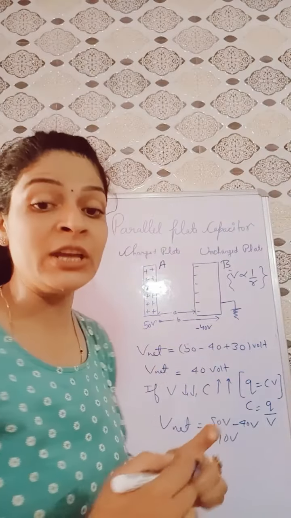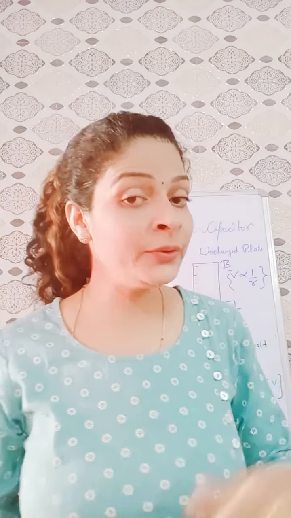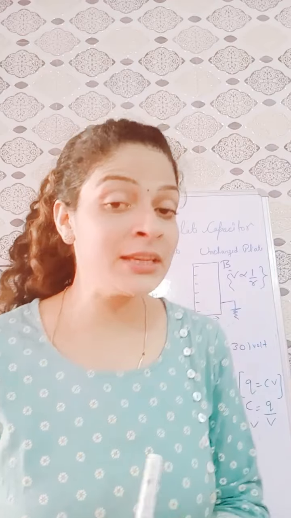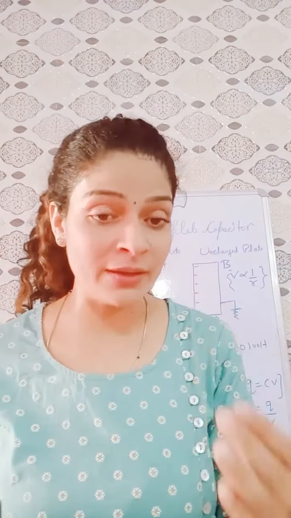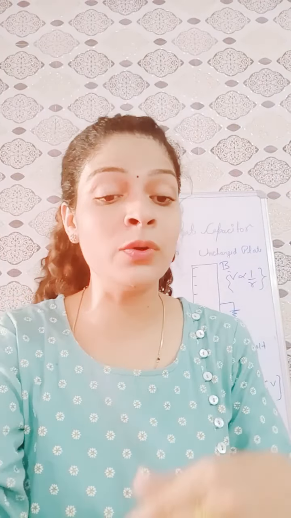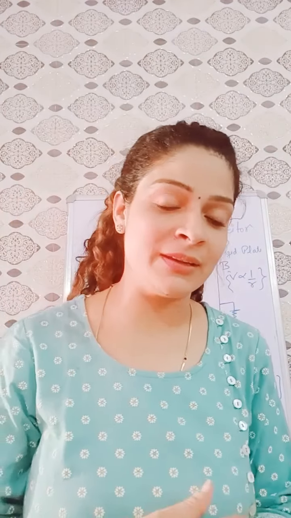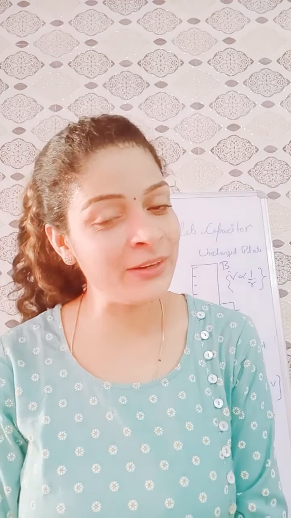So the potential further reduces, and due to the decrease in the potential, the capacitance further increases. Thus we have seen that if the capacitance increases, that means it can store more and more charges. So this is the principle of the parallel plate capacitor. So I hope you all understand it very well. Thank you.